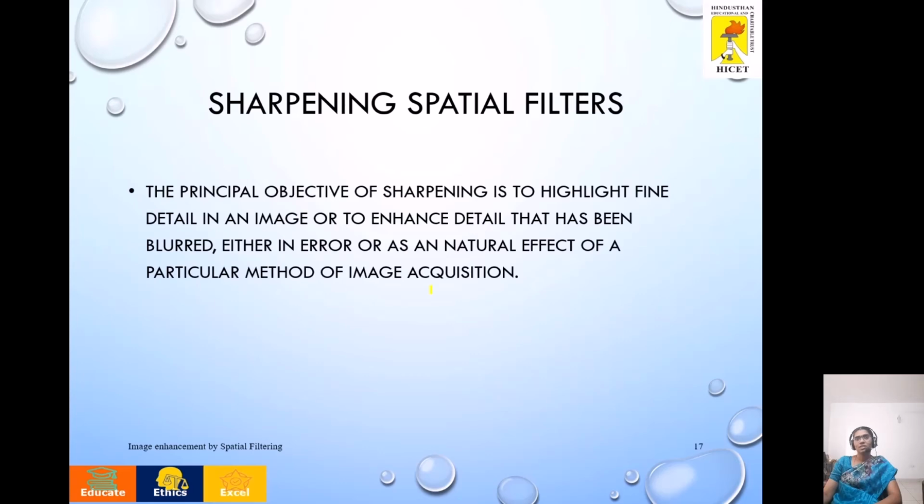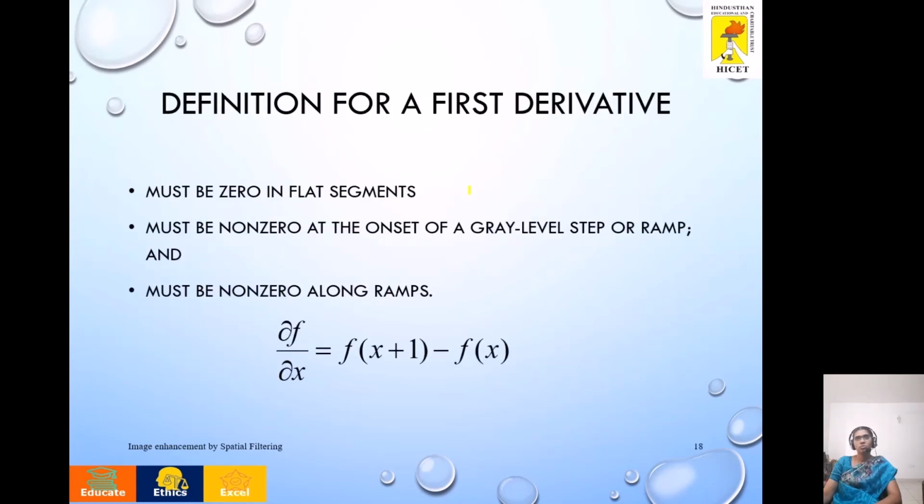The previous case is averaging, which is like integration, whereas sharpening is like differentiation. So to sharpen the image, we have to use two forms of derivative, first derivative and second derivative. When you apply the first derivative on an image, we find that it is 0 in flat segments, and it is non-zero at the onset of a gray level step, and it is non-zero along the ramp. So the first derivative is the difference between the current pixel and the immediate next pixel.